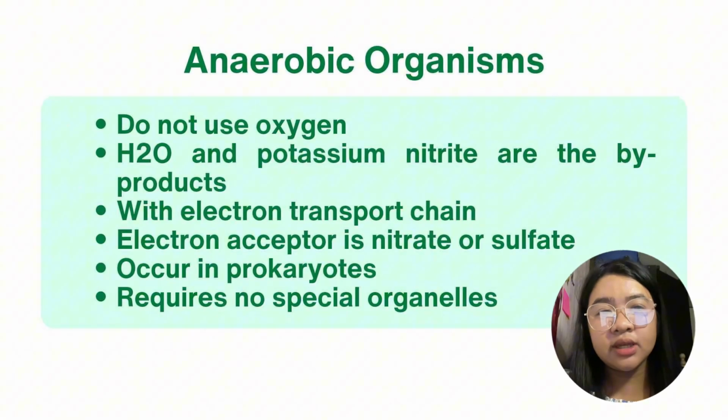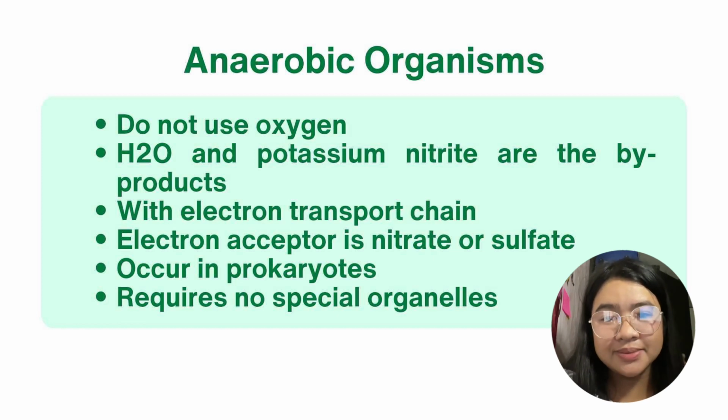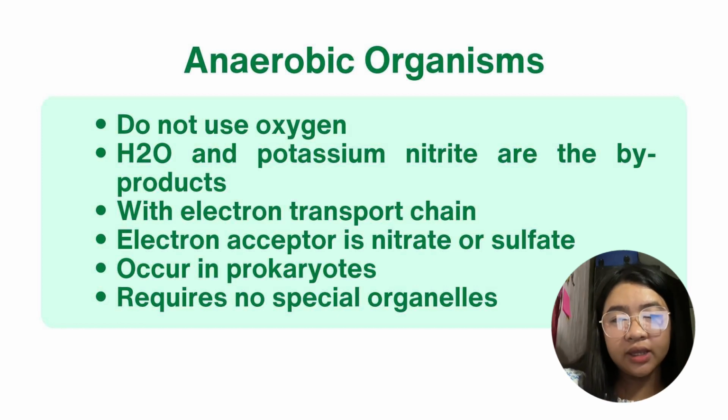And now we will discuss the characteristics outlined for anaerobic organisms. Number 1, anaerobic organisms do not use oxygen. Anaerobic organisms function in the absence of oxygen, so it highlights their adaptability to environments with limited or no oxygen available. So this stands in contrast to aerobic organisms, which rely on oxygen for their metabolic processes.